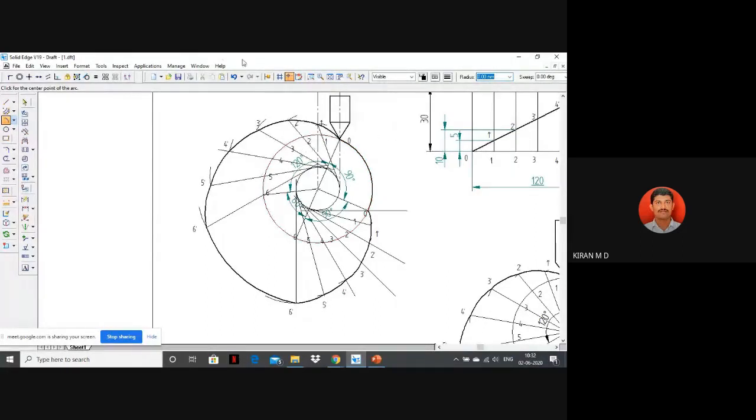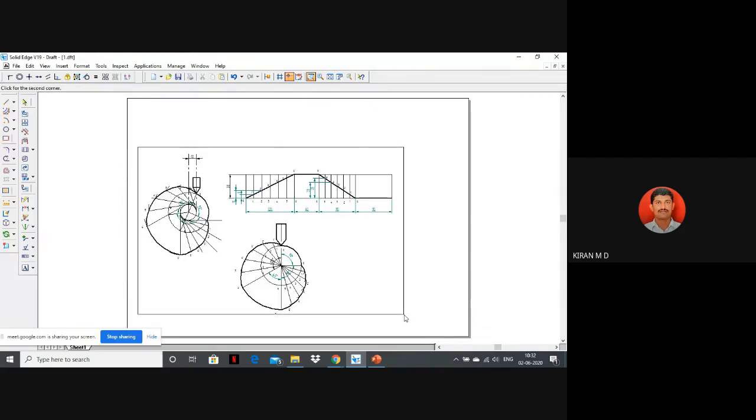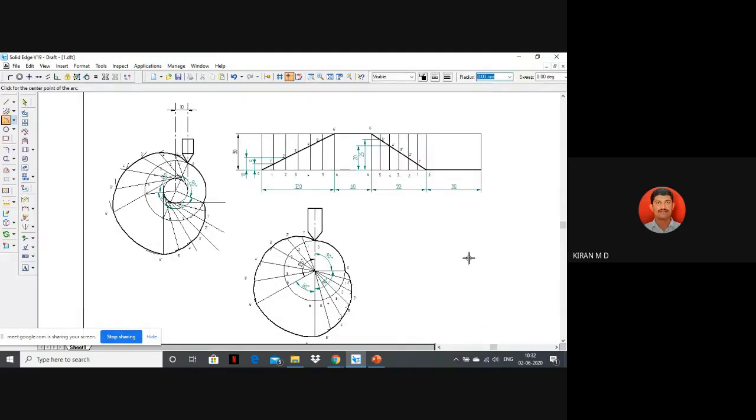Okay, this is the cam profile for offset. This is the cam profile for radial, means linear follower. This is for the offset follower. Is it clear? Is it clear how to draw? Yes, sir. Okay, you have to practice, otherwise it is very difficult to get the idea.